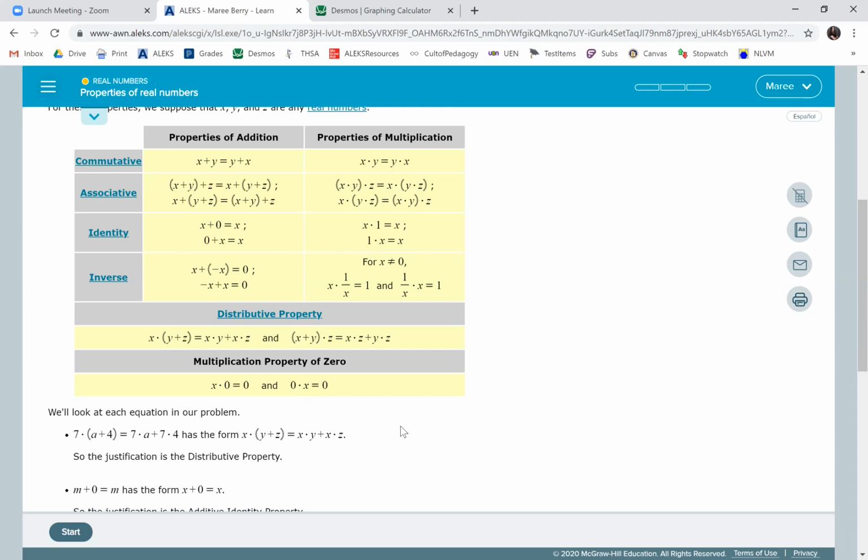So again, I would definitely have these handy as you do the problems so that you can refer to them. So either pause my video and write them down or take a screenshot.